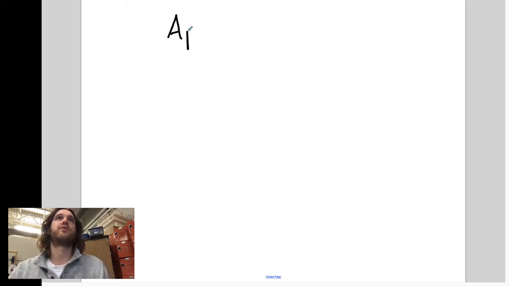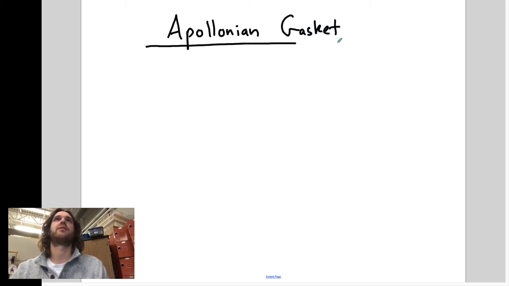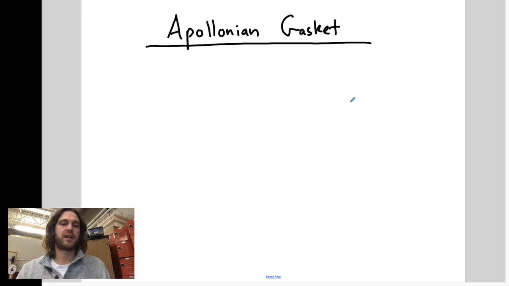If you have time to look up the Mandelbrot set on YouTube, I would recommend that. But for now, we're going to do this one, which is also a fun doodle. Apollonian gasket, I think is how you spell that. I've had trouble spelling that in the past.